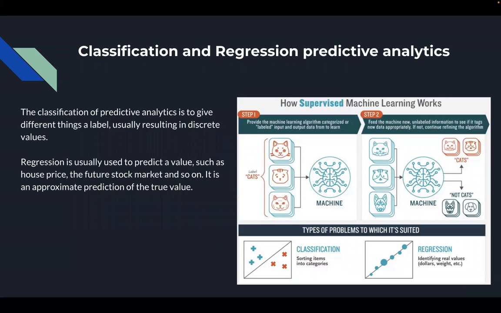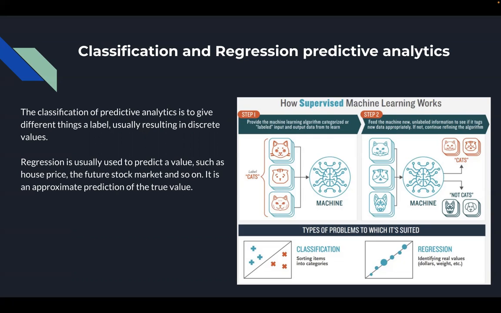So then we go to the classification and regression predictive analytics. The classification of predictive analytics is to give different things a label, usually resulting in discrete values. For example, to determine whether an animal in a painting is a lizard or a dinosaur. Classification is based on regression, and the final classification is usually determined by using the softmax function.